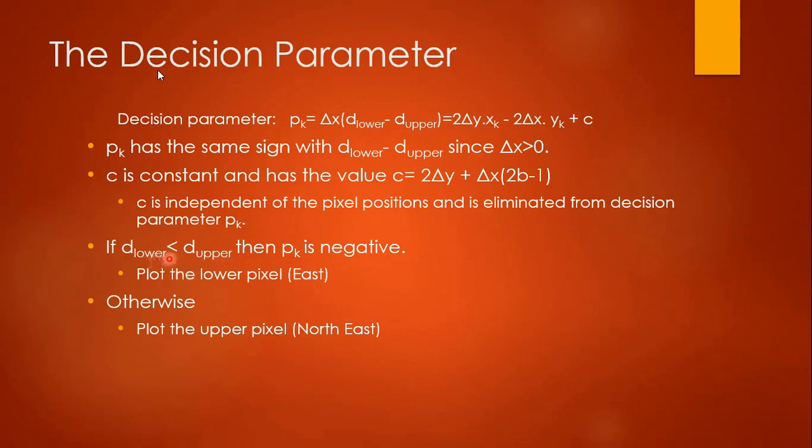Suppose D lower is greater than D upper. If that is the case, you have to plot the upper pixel, that is, in the raster screen you may be plotting in the northeast. Remember that depending on the PK value, you are going to decide whether the pixel has to be represented on the lower side or the upper side.